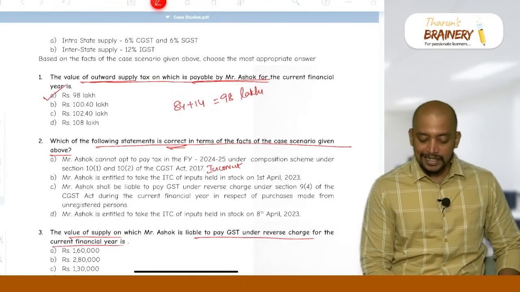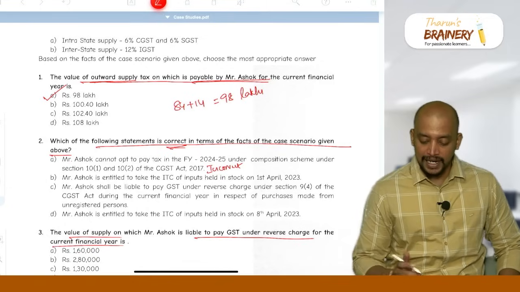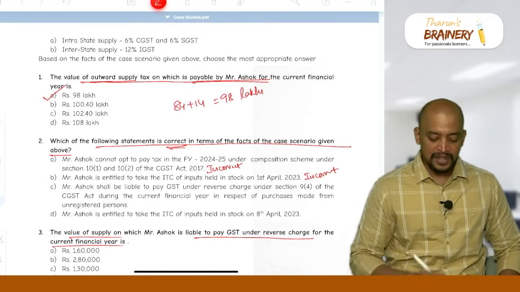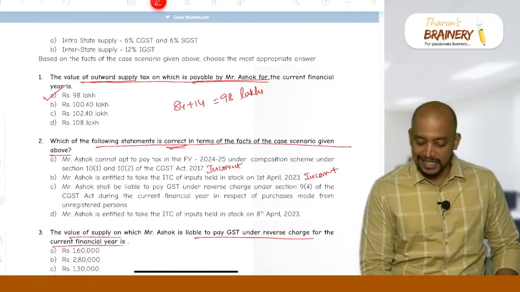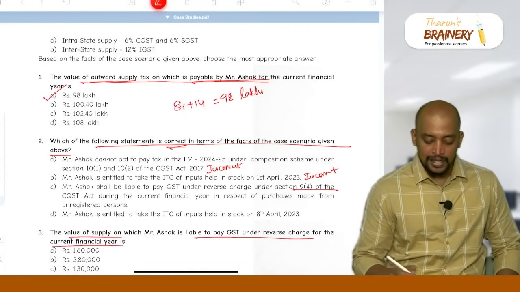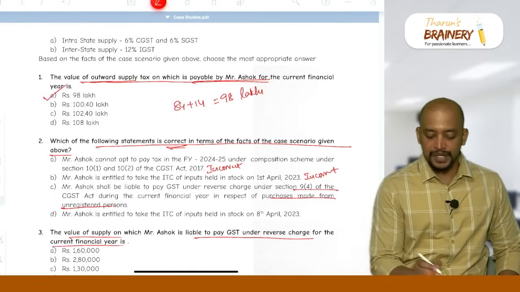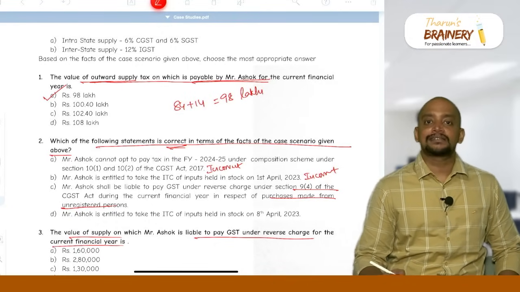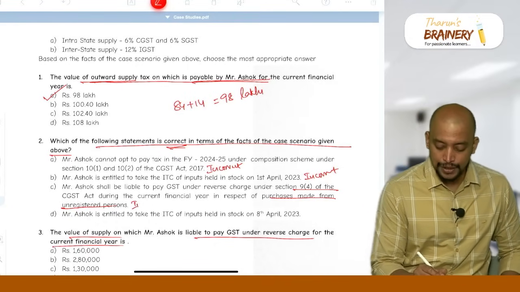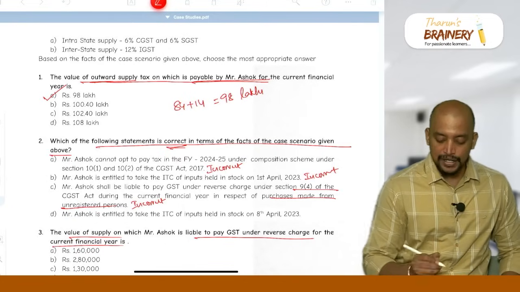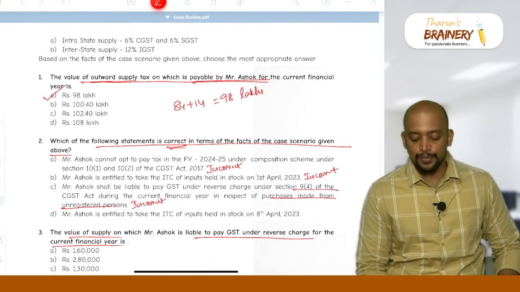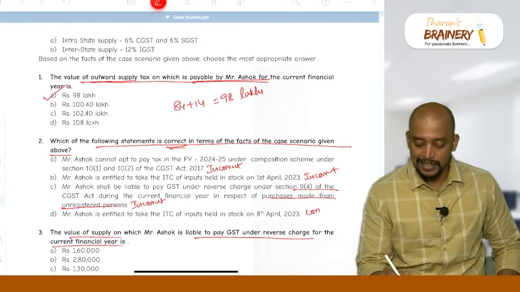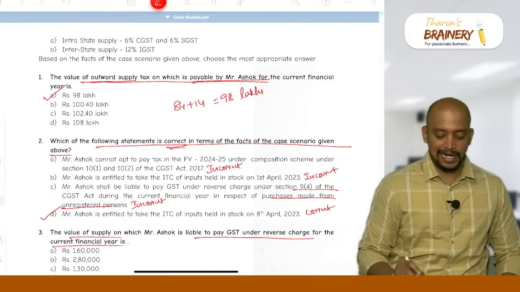Mr. Ashok is entitled to take ITC of inputs held in stock as on 1st April. Incorrect. Only on 9th April. Mr. Ashok shall be liable to pay GST under RCM under 9(4) for purchases made from an unregistered person. No, at present 9(4) is not applicable for any transaction except promoter or builder. So this is also incorrect. Mr. Ashok is entitled to take ITC on the inputs held in stock on 8th April 2023. Correct. So therefore option D is the correct answer.